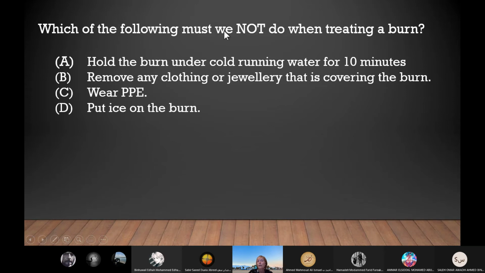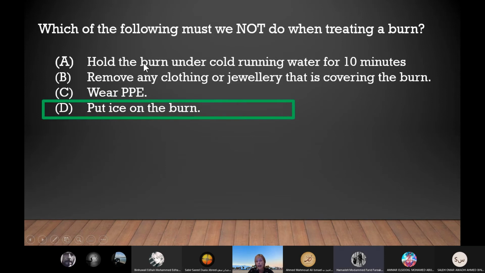So which of the following must we not do when treating a burn? Hold the burn under cold water for 10 minutes, remove any clothing, wear PPE, or put ice on the burn. D. And A. Yes.